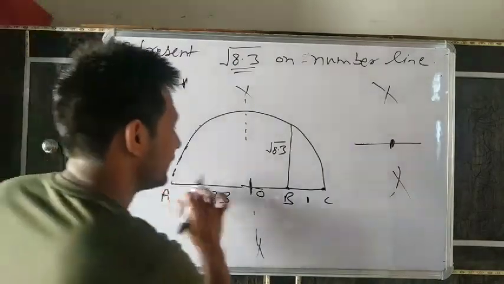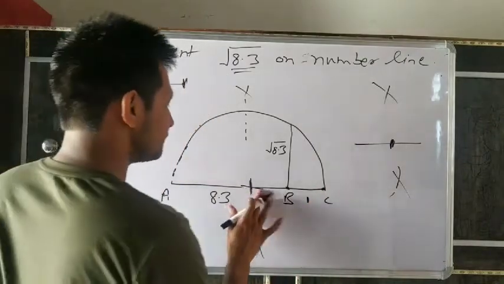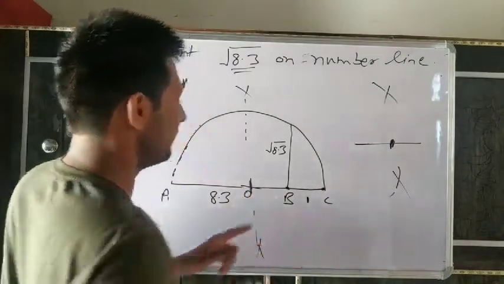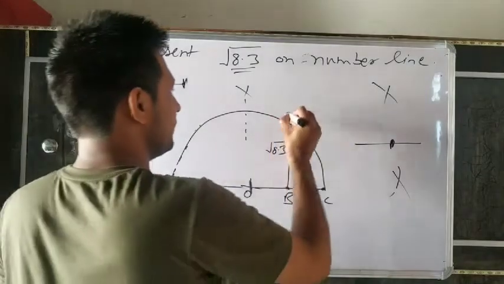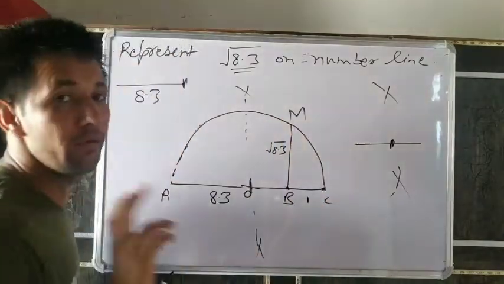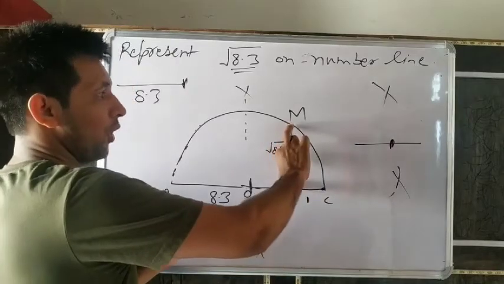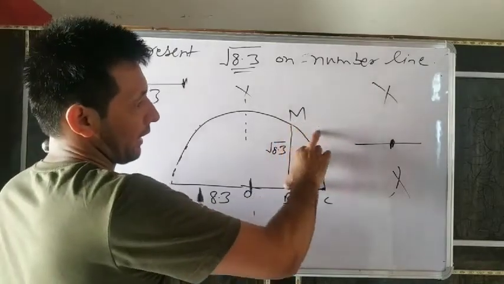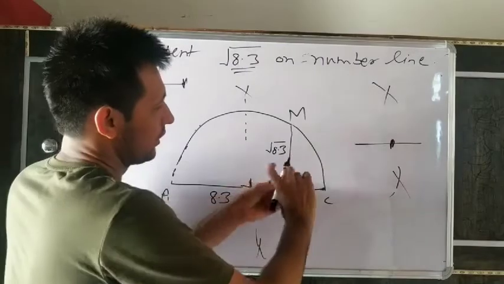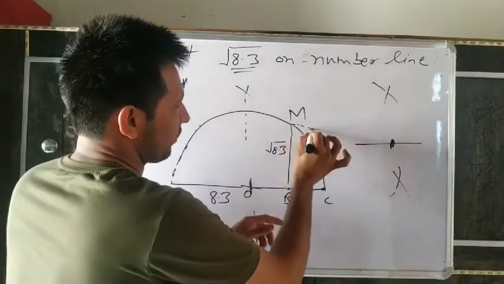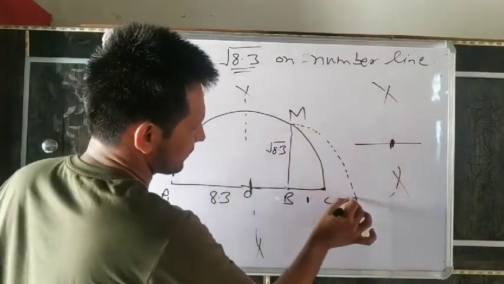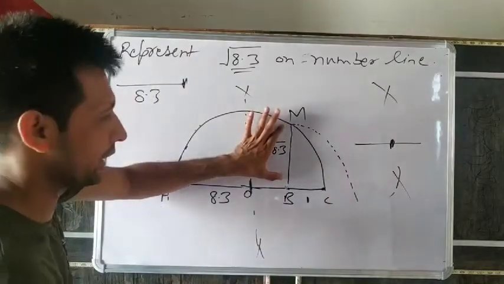Root 8.3. But we want to represent it on the number line. What is the number line? It is the number line. So it means, suppose it is point M. Now we will open the compass from B to M and draw an arc like this one. Yes, we know B to M is root 8.3.